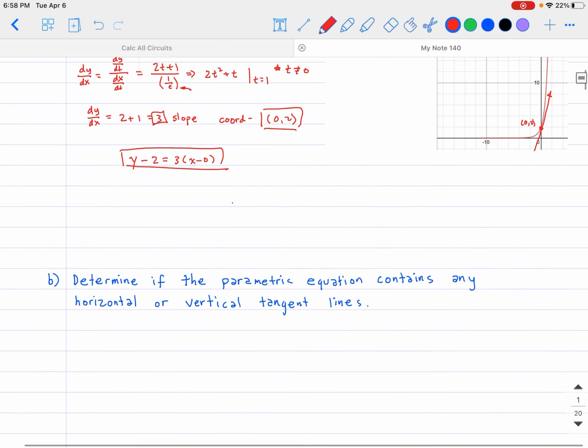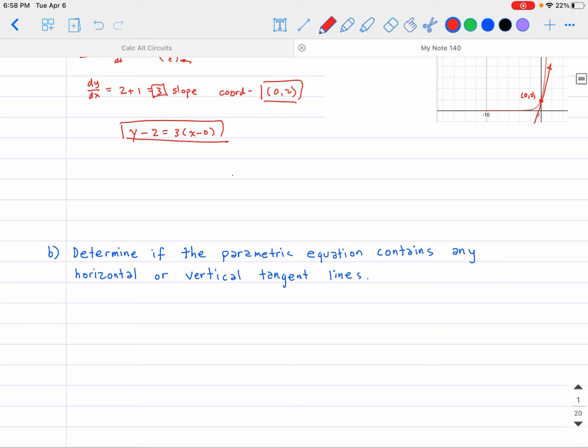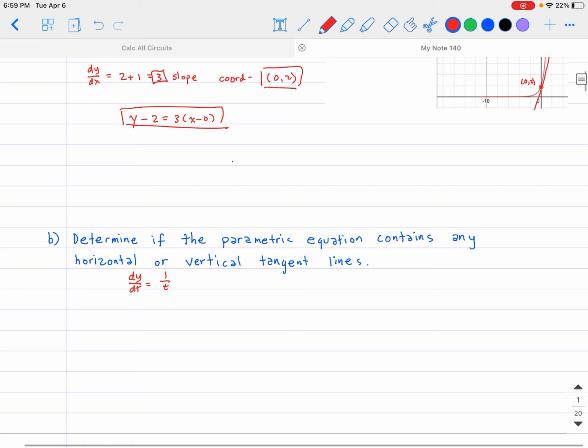All right, next, let's talk about determining if the parametric equation contains any horizontal and vertical tangent lines. So again, let's refer back to the derivative part. As of right now, we know that dy/dt is equal to 1 over t, and actually, I'm sorry, I think I messed up on that one. Oops, sorry, yes, you're right. dy/dt is going to be equal to 2t plus 1, whereas dx/dt is supposed to be equal to 1 over t. And when we combine them together for dy/dx, that is going to give us (2t plus 1) divided by (1 over t).